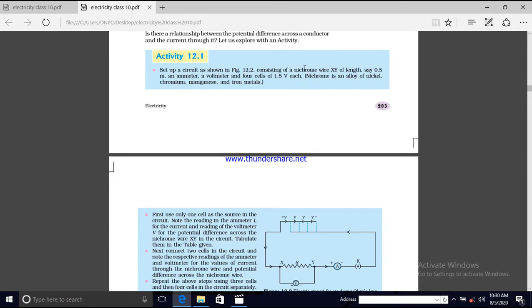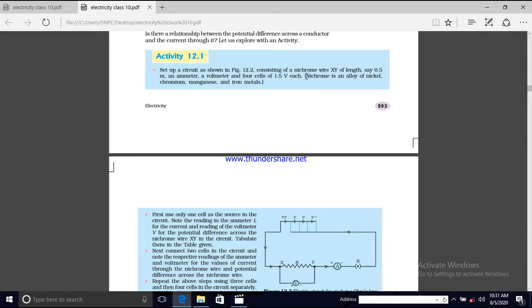Number one, you can give a nichrome wire XY of length say 0.5 meter. Here you can see the gap XY. In this gap there is a resistor. This is known as a resistor, the symbol which we already discussed in the previous video. It represents a resistor.